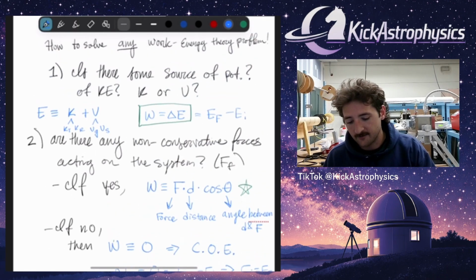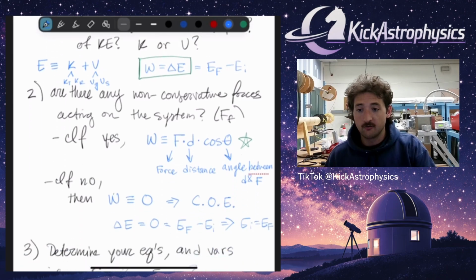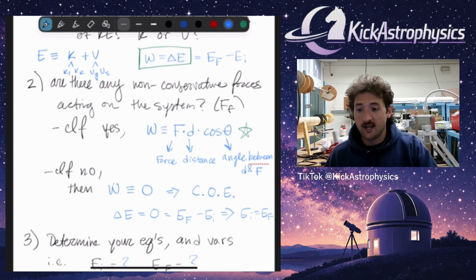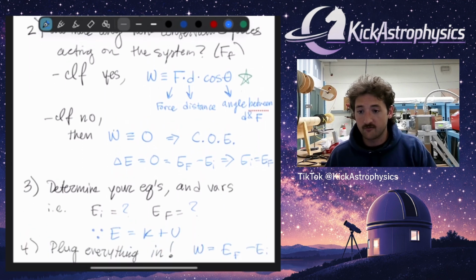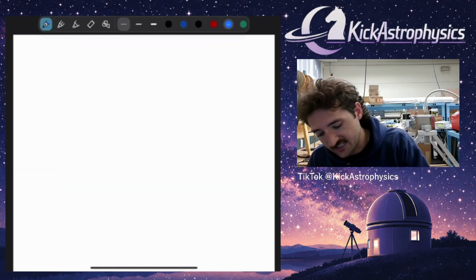So once again, we are determining that we need to use work energy theory. We are asking ourselves if there are any non-conservative forces, and then we are figuring out our equations and variables for energy and for work, and then we just plug everything in and we extract a variable that we're asked for. So let's do an example.